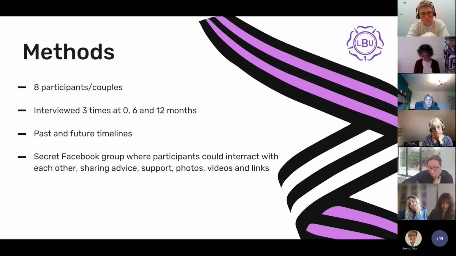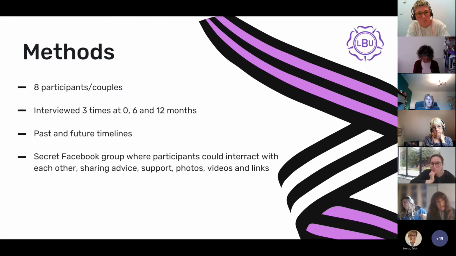The idea behind that was that I was acknowledging that it might be quite difficult for them to articulate things, and to have a prompt might be quite useful. So at the first interview, I asked them to draw a past timeline using an online tool. And that depicted significant events that led up to their decision to search for a donor online. And at the end of the first interview, I asked them to draw a future timeline using the same online tool, which would depict what they hoped would happen in the next 12 months over the course of the research.